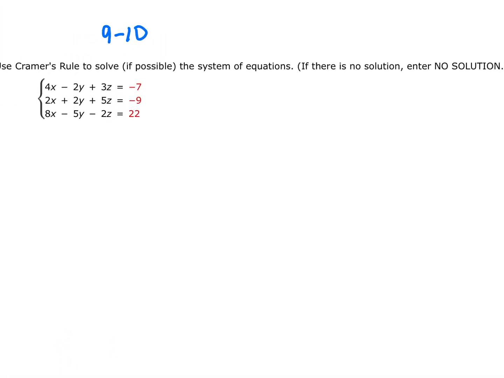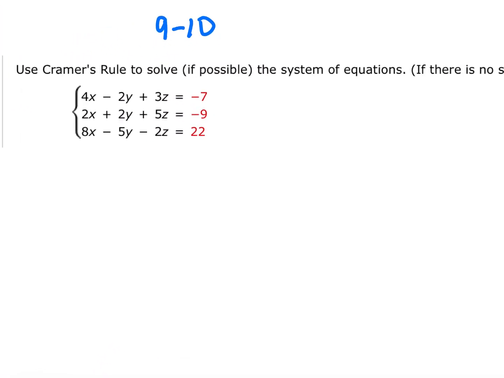The next questions tell you to use Cramer's rule to solve, if possible. Remember with these, you are finding D, because there's 3 variables, D, D sub x, D sub y, and D sub z. You're given your answers as D sub x over D, comma, D sub y over D, comma, D sub z over D. If you find D and it's equal to 0, automatically your answer is going to be no solution because you cannot have a 0 in the denominator of a fraction. So you need to check for what D is first.